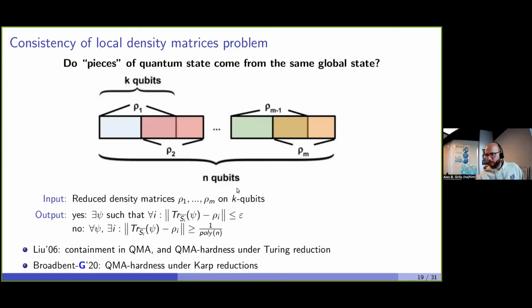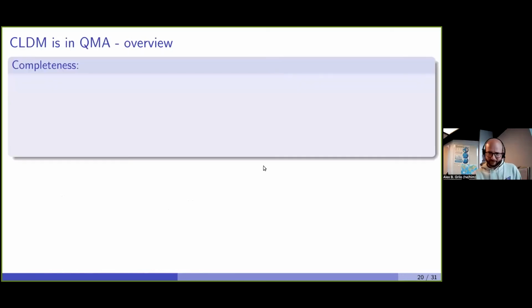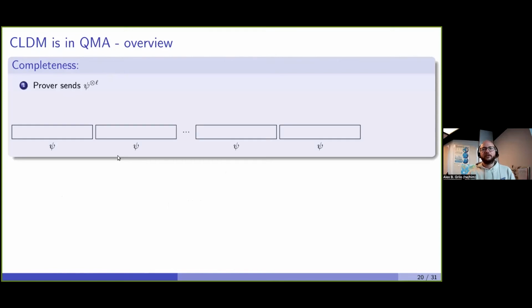Any other question? So let me continue. Let me describe quickly how you can put consistent local density matrices in QMA. The idea is that the prover should send copies. So we have a yes instance, so we have the state psi that's consistent with all of them. The prover is just supposed to send L copies of psi.